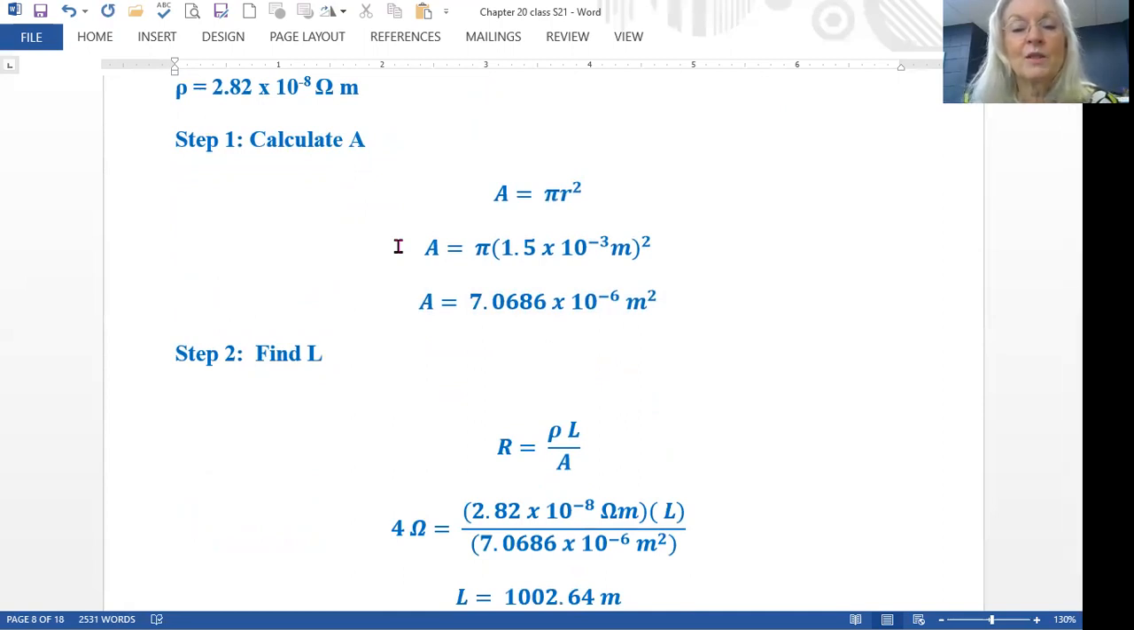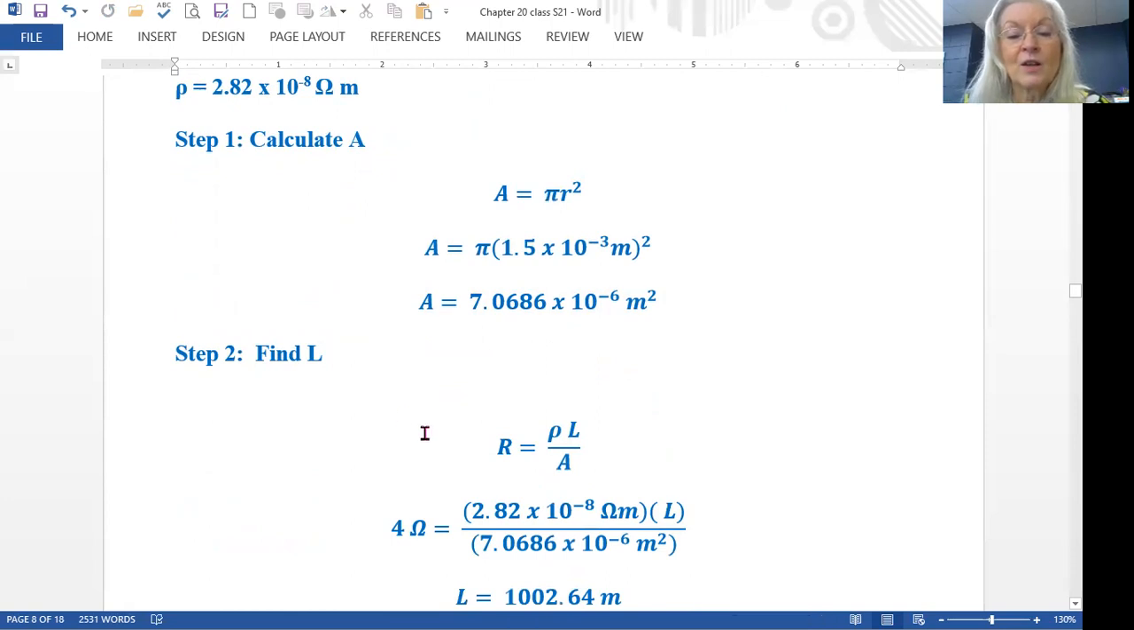When you do the arithmetic, we come up with 7.0686 times 10 to the minus 6 meters squared. Normally, we don't round off very much early in a calculation because it'll throw the answer off. All right, we can find L now.